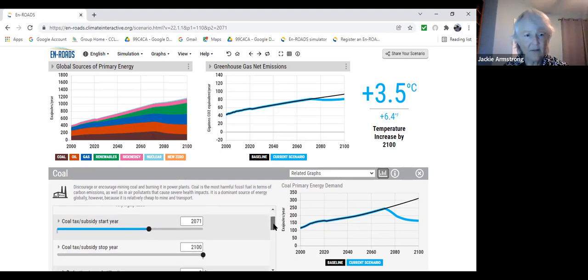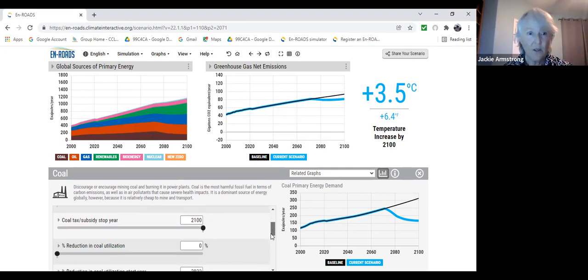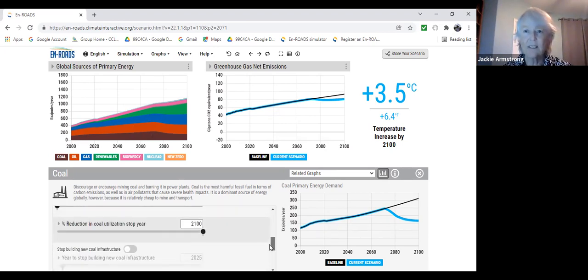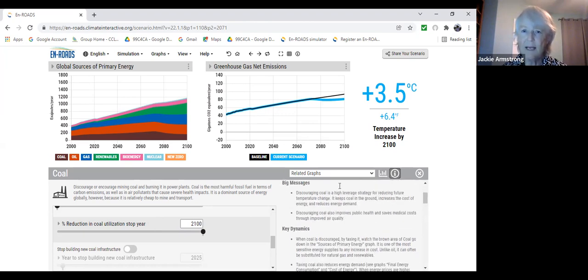You can use this lever to go down and decide when you're gonna stop either a tax or a subsidy. You don't have to tax coal, you could subsidize coal. That's why En-ROADS is so nice. It doesn't take a side, it just shows you the effect of different things you do. You can decide all these other details in each one of these levers. You can also get a lot more information if you hit this little eye. See this eye right here? Hit that. And you can get some examples of different ideas about this policy. You can get the overall big message.